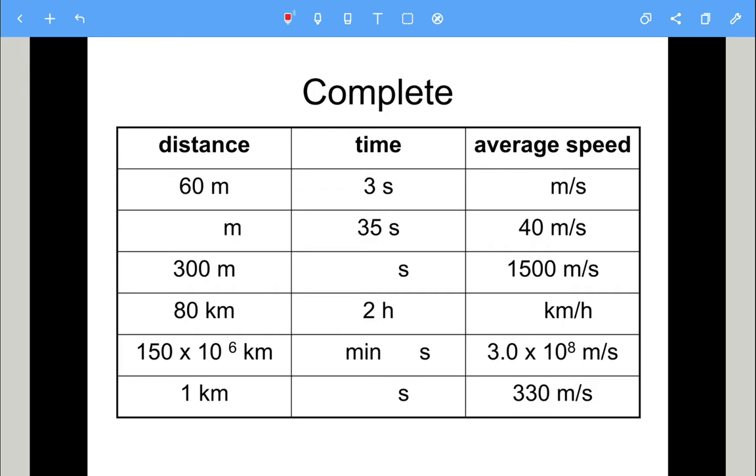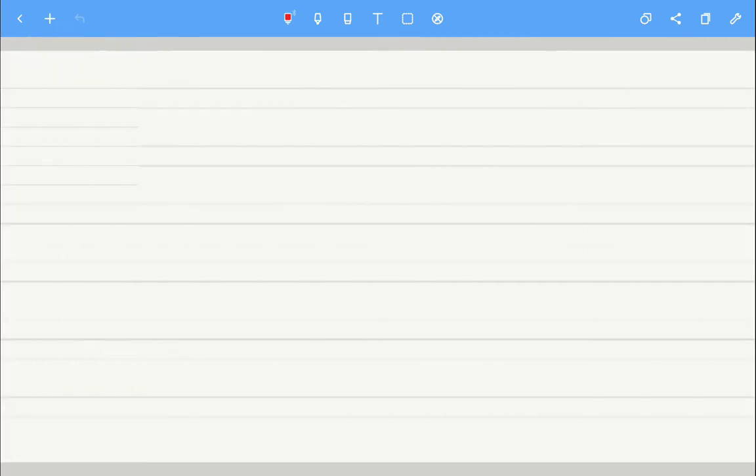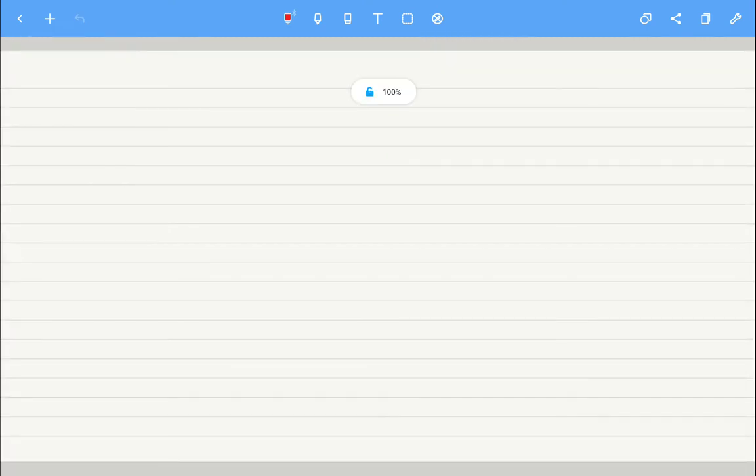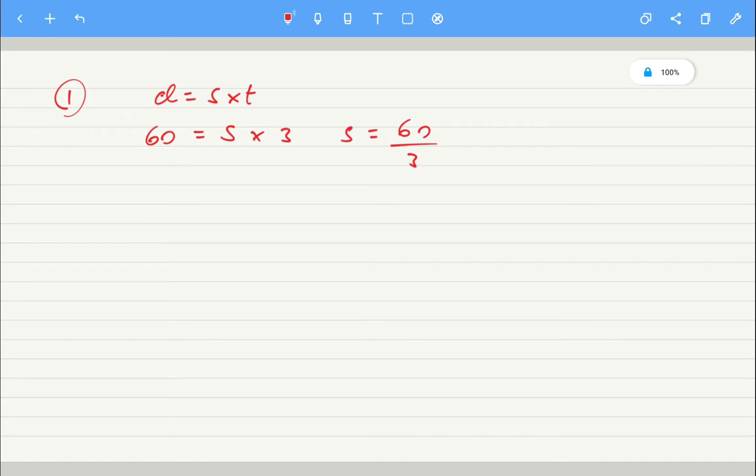So the first one. So what's average speed? So we've got a distance of 60 metres and 3 seconds. Let's call it question 1. So you should have your working out for your answers. Let's go through them. So distance is speed times time. Distance was 60 metres equals speed, which we're looking for, times 3. So speed would be 60 divided by 3, which is obviously 20 metres per second.